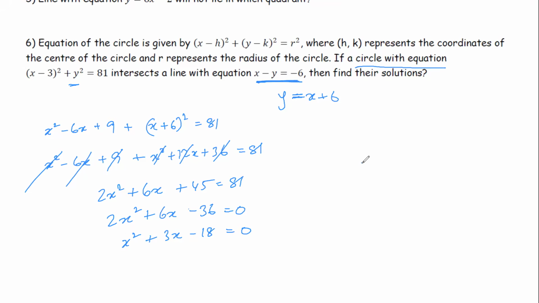And use the product-sum method. For negative 18, I need to find two numbers which multiply to negative 18 and add up to 3. So obviously it is plus 6 and negative 3. Plus 6 and negative 3 multiply to negative 18, and adding them gives me plus 3. So that's it. I'll flip the sign, and therefore the values of x I get are negative 6 and plus 3. So these are the two values of x, or the solutions.